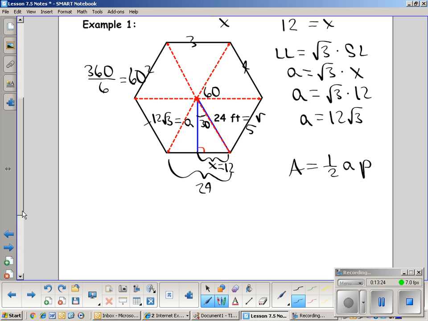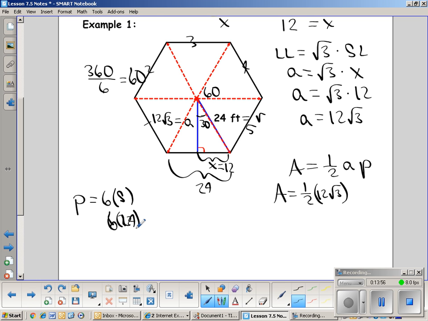Never know how far to go, how far it's going to go on its own. So let's substitute in. Area is equal to 1/2 A, and A we just discovered was 12 square roots of 3. Oh, perimeter, we haven't found that yet, have we? We said perimeter was 6 times the length of one side, which we just discovered to be 24.